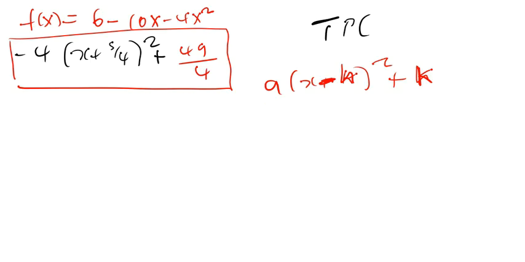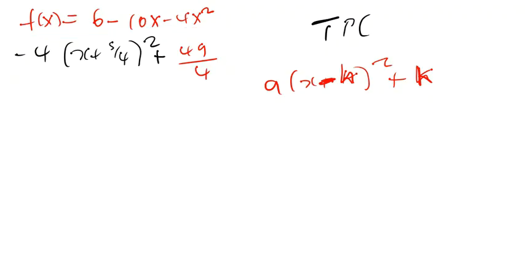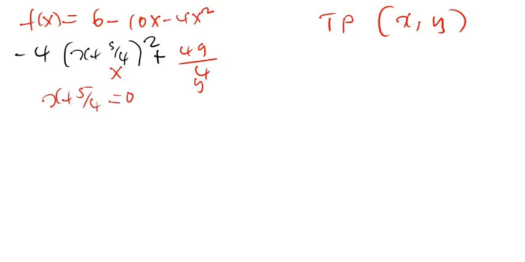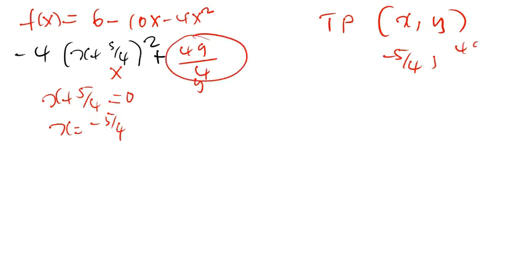The question continues to say, hence, find the turning point. So TP is turning point. Turning point has got x and y. This is the x value, this is the y value. But you get the opposite of this. Sometimes you don't understand when you say the opposite of that. Get what is in the brackets, equal to 0, solve for x. X is equal to negative 5 over 4. So then it will be negative 5 over 4, comma, you get this one the way it is, 49 over 4.